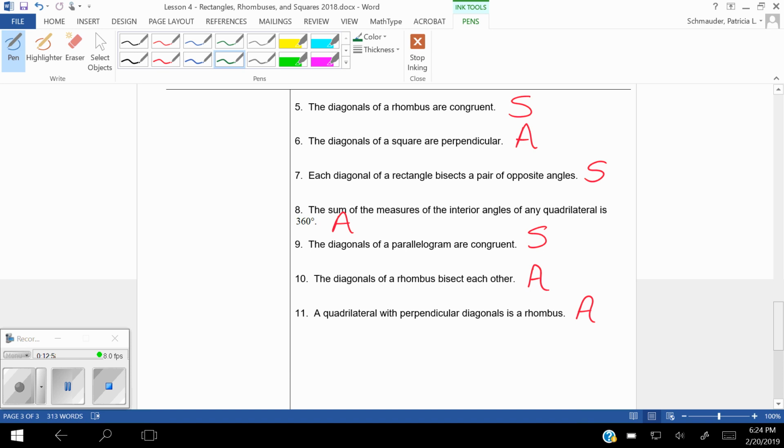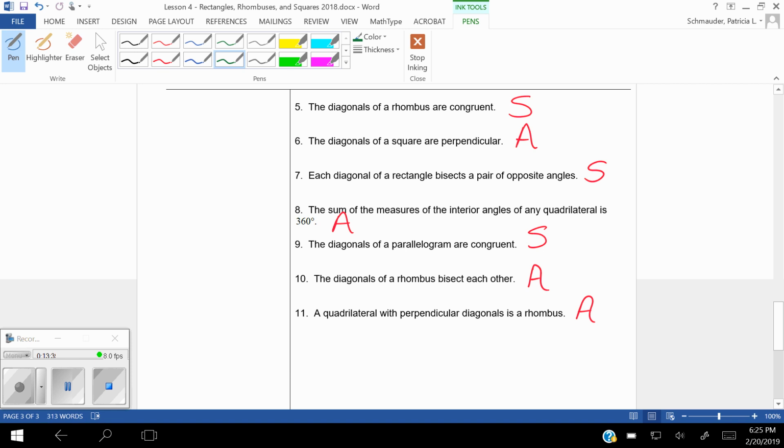Okay, number 6 says the diagonals of a square are perpendicular. That would be always, right? Because the diagonals of a rhombus are perpendicular and all squares are rhombuses. So that's got to be always. Number 7, each diagonal of a rectangle bisects a pair of opposite angles. Sometimes, right? Because a rectangle could be a square and a square is a rhombus. So each diagonal of a square bisects a pair of opposite angles. So therefore, if the rectangle is a square, that would be a true statement.